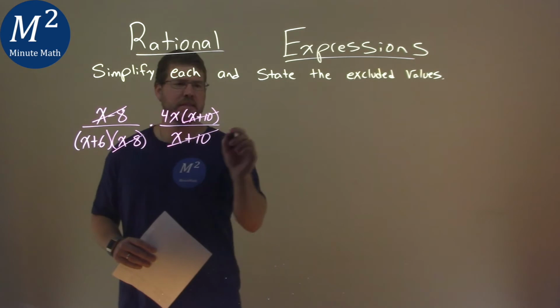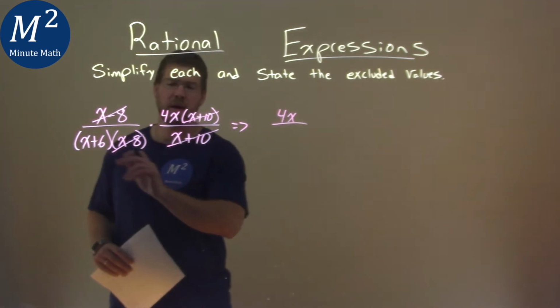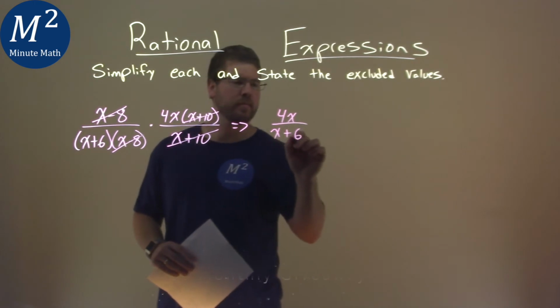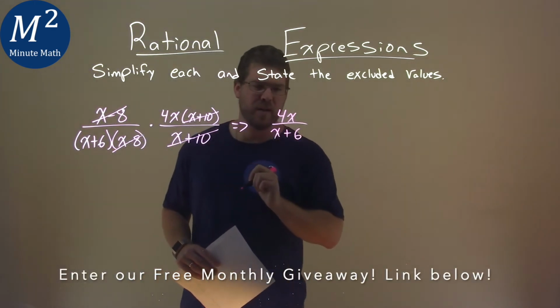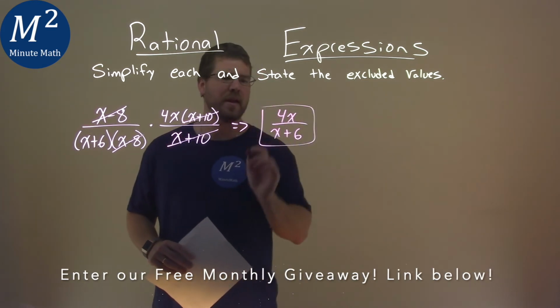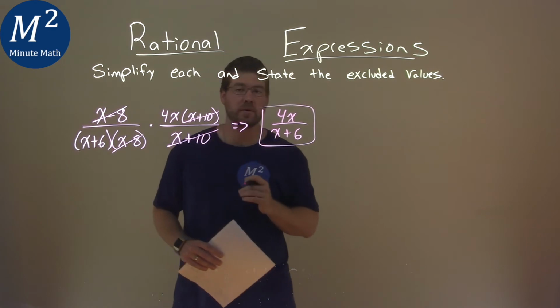Nothing else I really see cancels, and so we're left with a 4x in the numerator and an x plus 6 in the denominator. This can't really simplify anymore, and so that is our answer, a simplified expression, 4x over x plus 6.